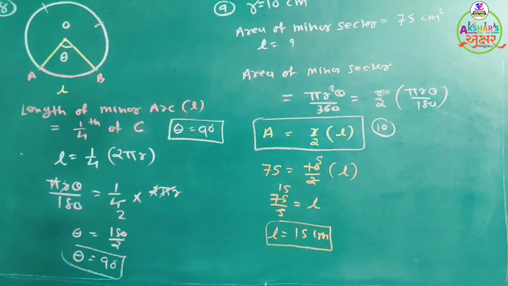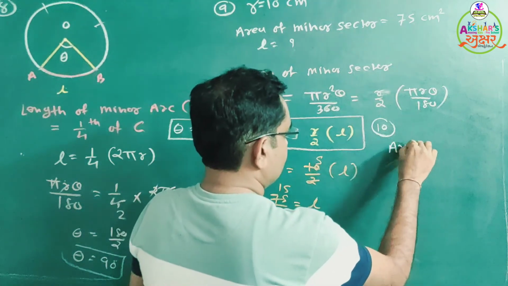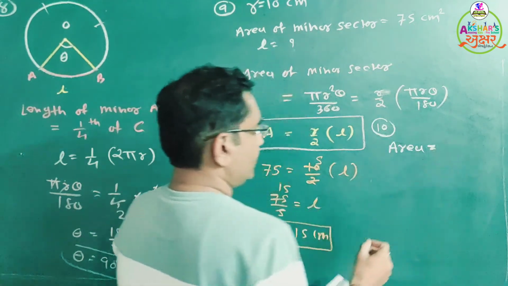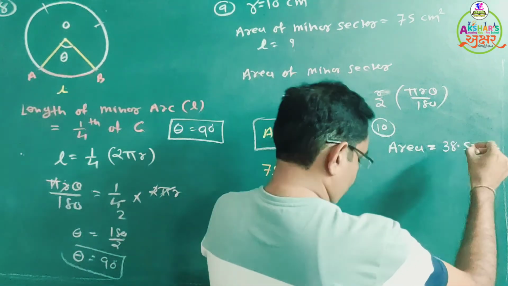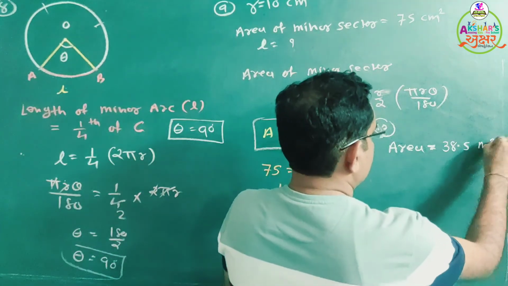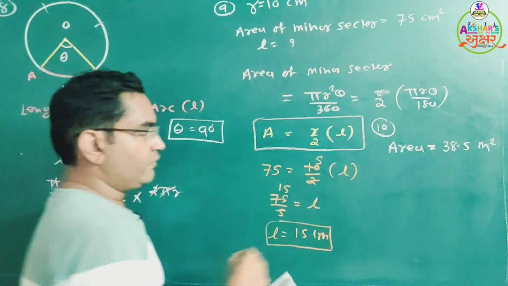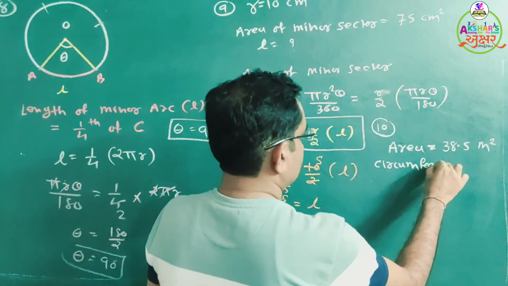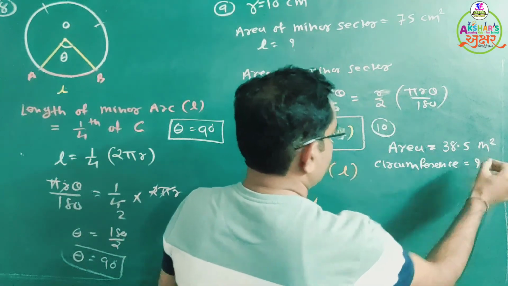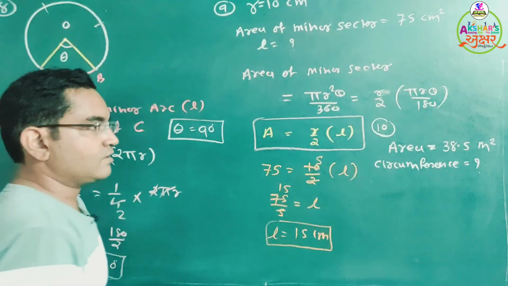here, yes, the area of circle is given. Suppose area of circle with radius r is 38.5 meter square. Then what will be its circumference? We have to find its circumference. Done. Area of circle with radius r is given. What will be its circumference?